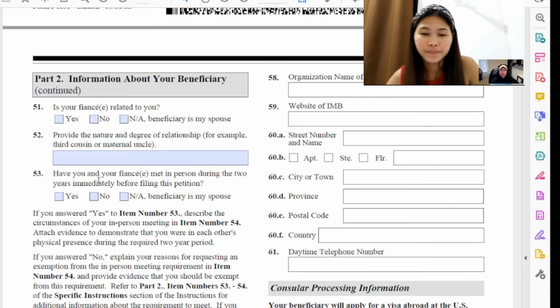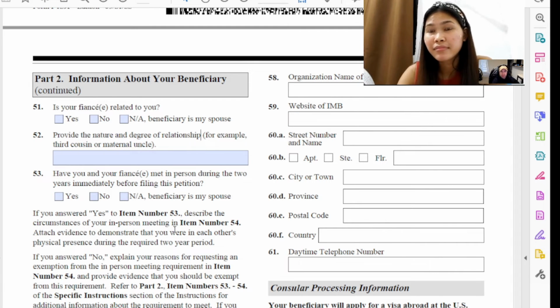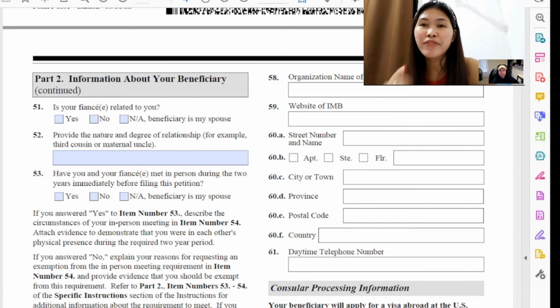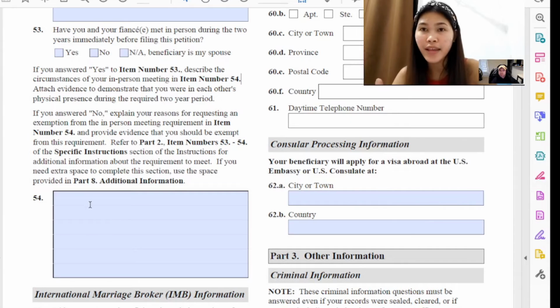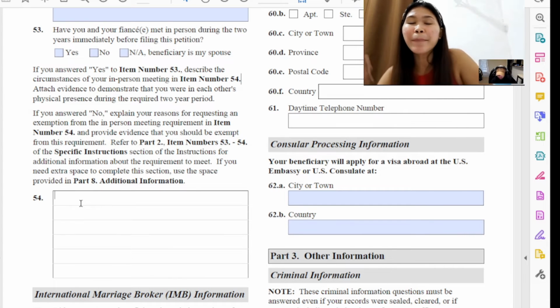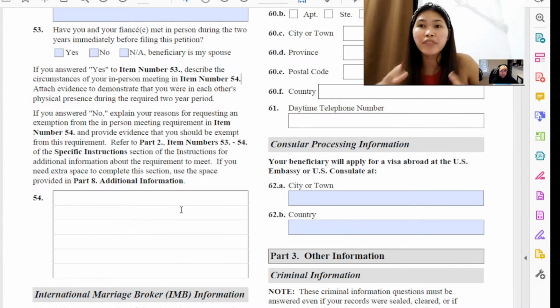Have you and your fiance met in person during the 2 years immediately before filing this? Yes. So if you answered yes to item 53, describe the circumstances of your in-person meeting in item number 54, the big box there. So we put here, please see the declaration letter of how we met included with this filing. So we made a separate document or separate paper for that because it's kind of long.